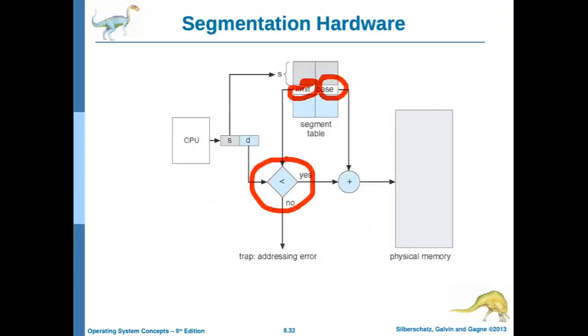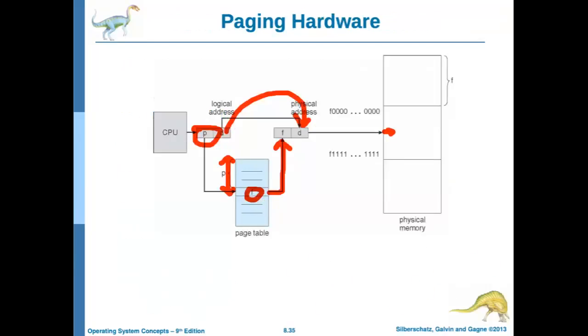Now this check is not required in paging. The reason is very simple: the size of a page is exactly the same as the size of a frame. So no need to check that, right? And because pages and frames are of the same size, we simply add this D, the offset, to the base register, and we get the physical address. So this is the paging hardware.